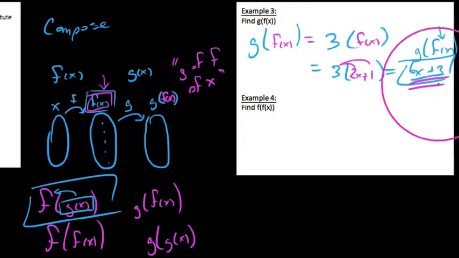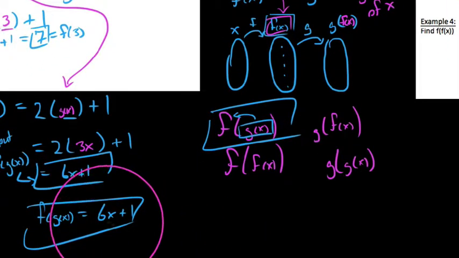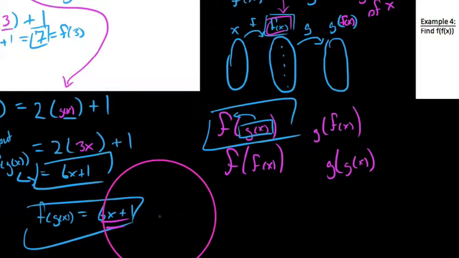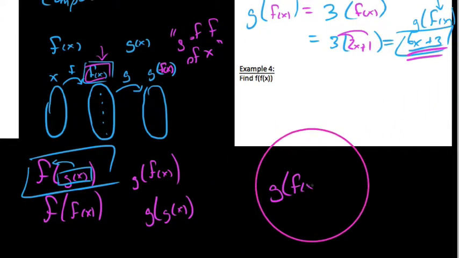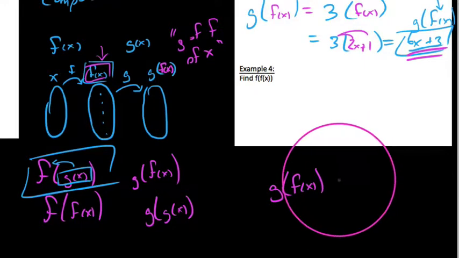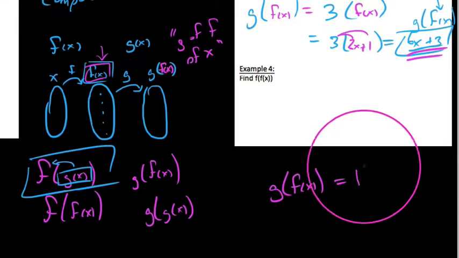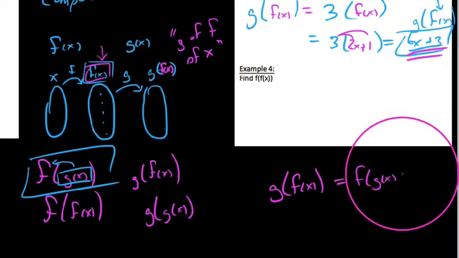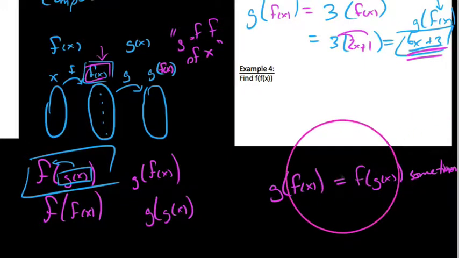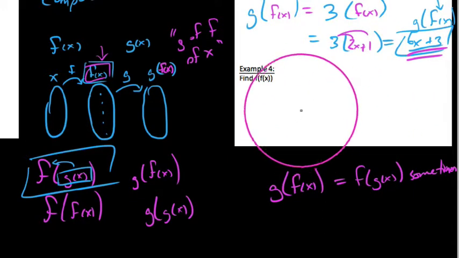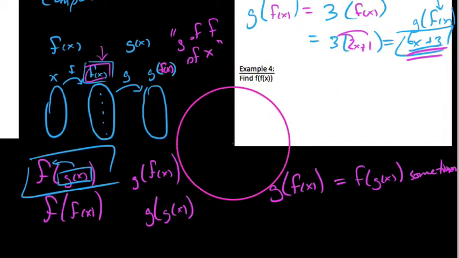Now the question was, is this the same thing as what we got down here for f of g of x? And we got 6x plus 1 before. So one bold kind of exception or statement we want to make here is this. G of f of x equals f of g of x sometimes. So here's the deal. This may sometimes happen, but it is very not common. Okay, so there are certain instances where it will happen.